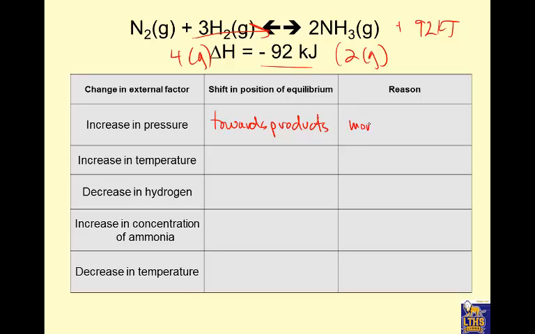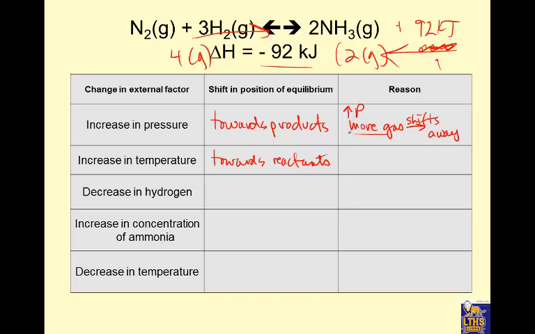because more gas shifts away. When you increase pressure, it stresses out the more gas, so it shifts away. What if I increase the temperature? Well, it's like adding more heat. So here's the heat on the product side, so it's going to shift away from the stress. So the shift in position of the equilibrium is towards reactants, away from the stress.